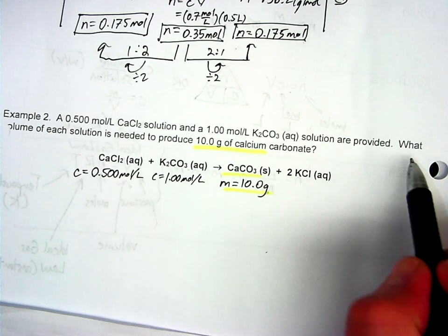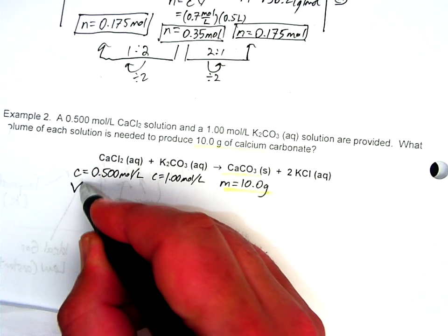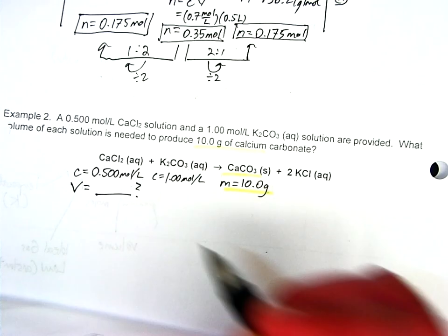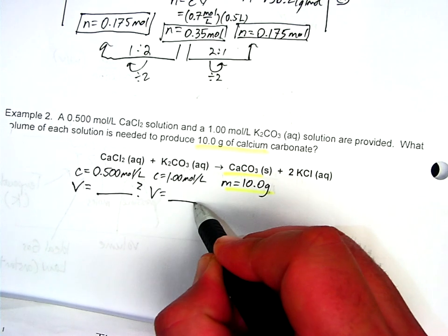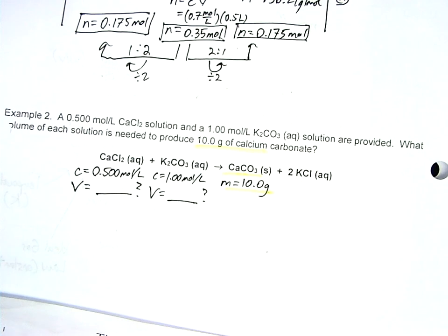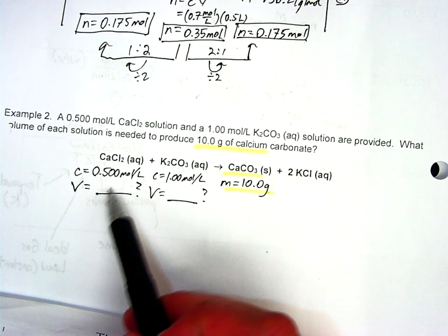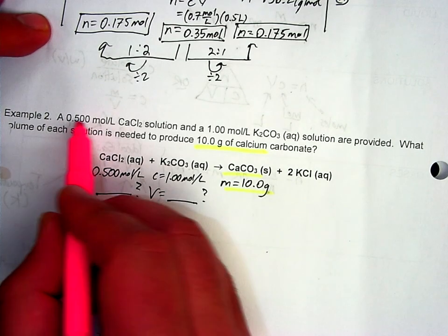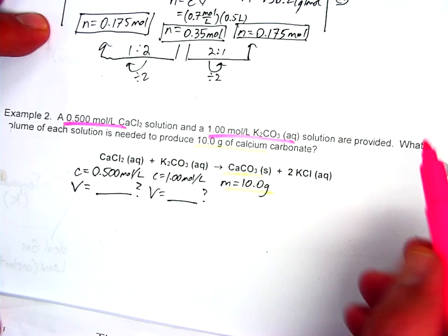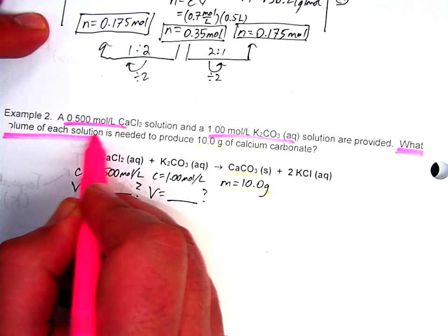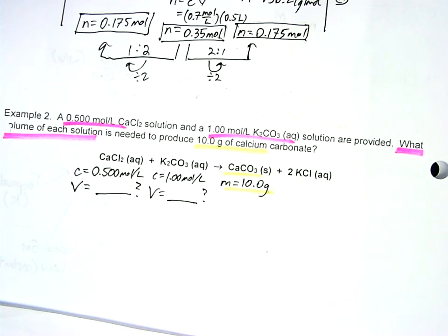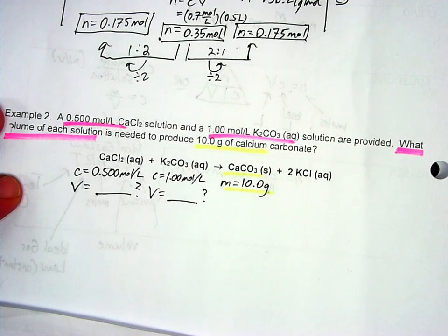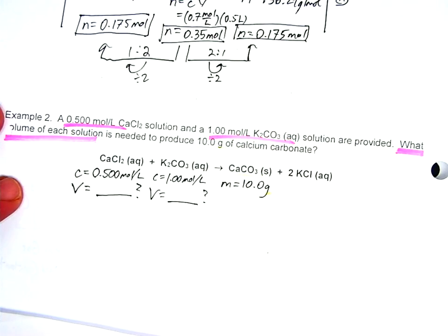Okay, but it's asking for the volumes that I need. So even though I have some information about these, I'm still lacking something for the volumes. So as a result, this is the question. The question is, how much of each solution do I need? Okay? So just like in the last question, I'm going to have to get to moles. Is there something here that gives me a complete bit of information?